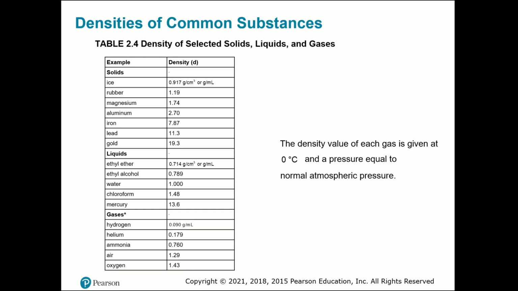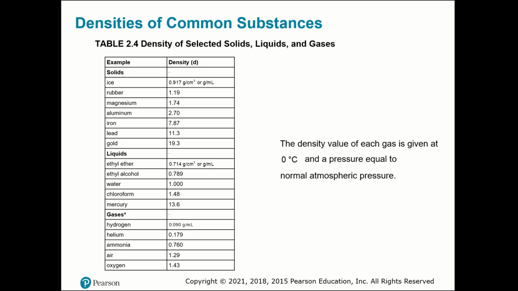Just pay attention to the units when you are working. Here we have some examples of density for common substances, like ice, and liquids like water. See, the ice is 0.917 grams per cubic centimeter, while the water is 1 gram per cubic centimeter. And gas, if you look at the air, is 1.29 grams per milliliter. Compared to the hydrogen, we can see 0.09 grams per milliliter is lower than the air, right?